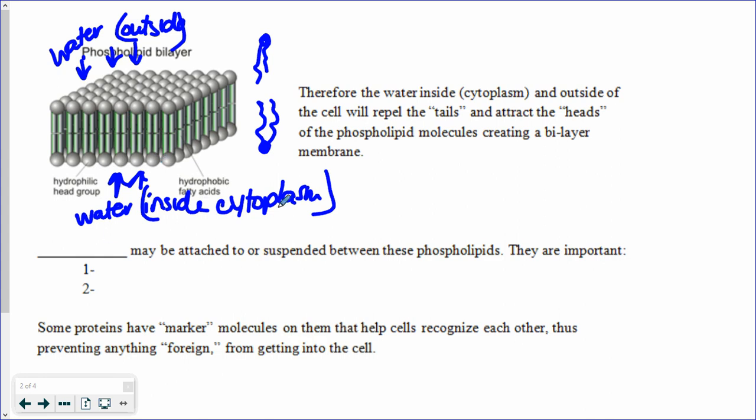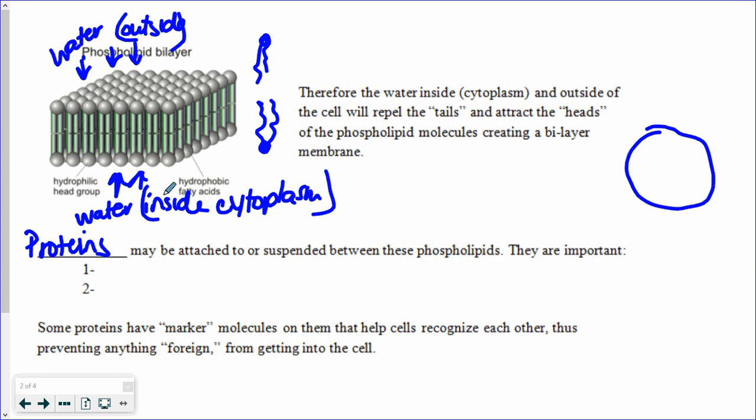So within a cell, there's that phospholipid bilayer all around. So inside the cell, the cytoplasm is made up of water mostly. So that hydrophilic side is okay with that. So proteins may be attached to or suspended within these phospholipids. So within this, there tends to be proteins, surface and subsurface proteins within that.